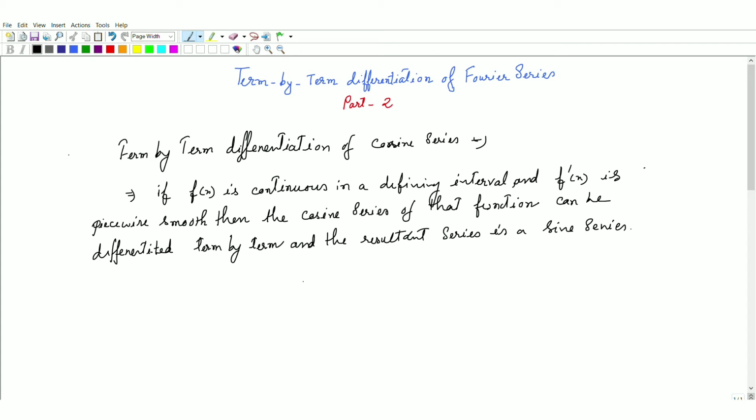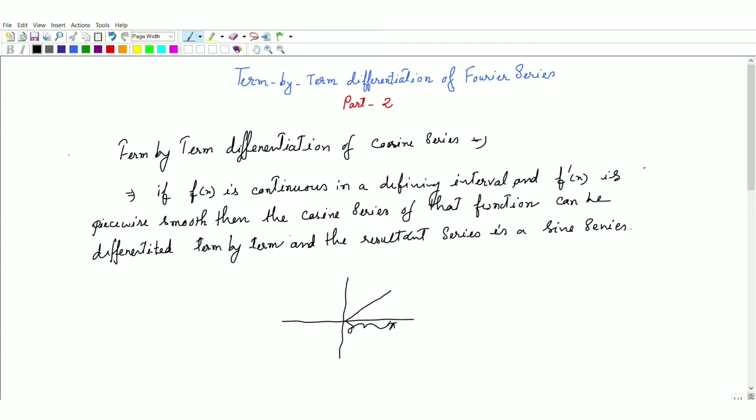Okay, so what is the need of this definition? We'll try to understand this. You have been told that if f(x) is continuous in the defining interval, then that function has to be continuous. When I am talking about half range series, we normally talk about the half interval. Suppose this is the function, from 0 to pi. It is continuous in this region, and it is also piecewise smooth. Then the cosine series of that function can be differentiated term by term.